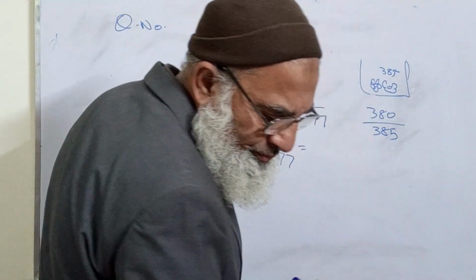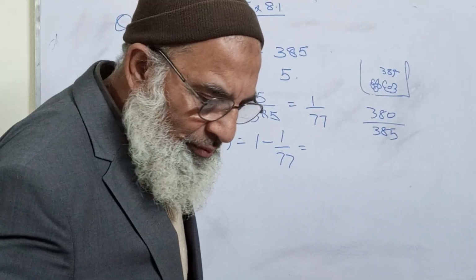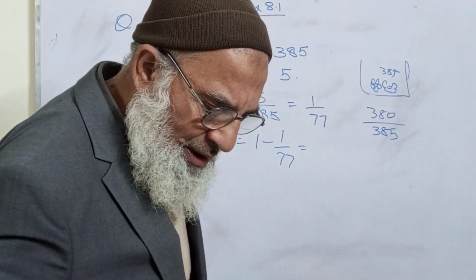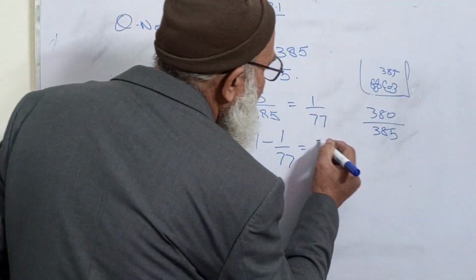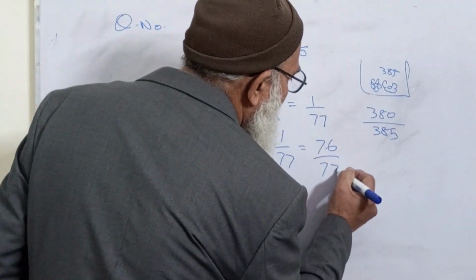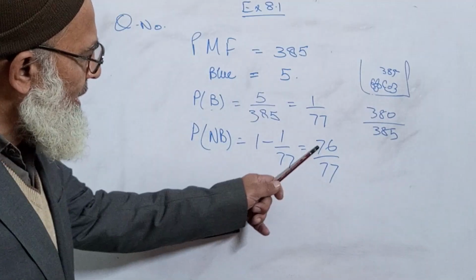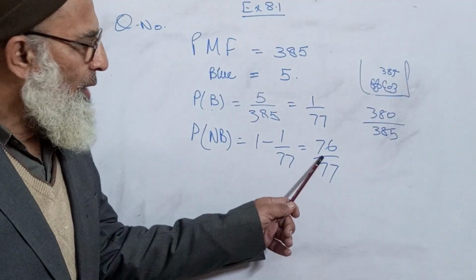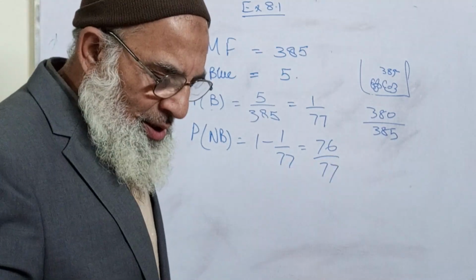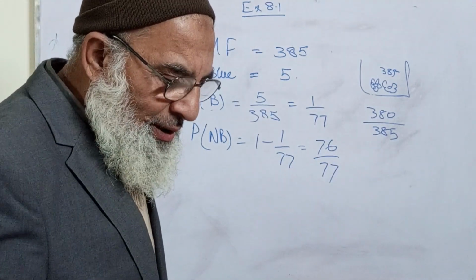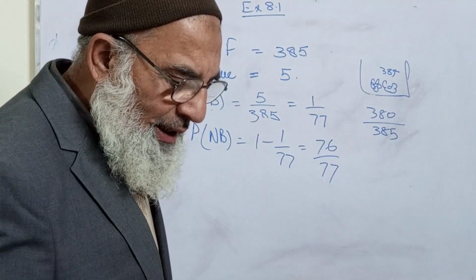So it will become how much? 1 minus 1 divided by 77. That will become 76 upon 77. Now this is our probability that the flower is not blue. The flower is not blue. Let me check if it is correct.